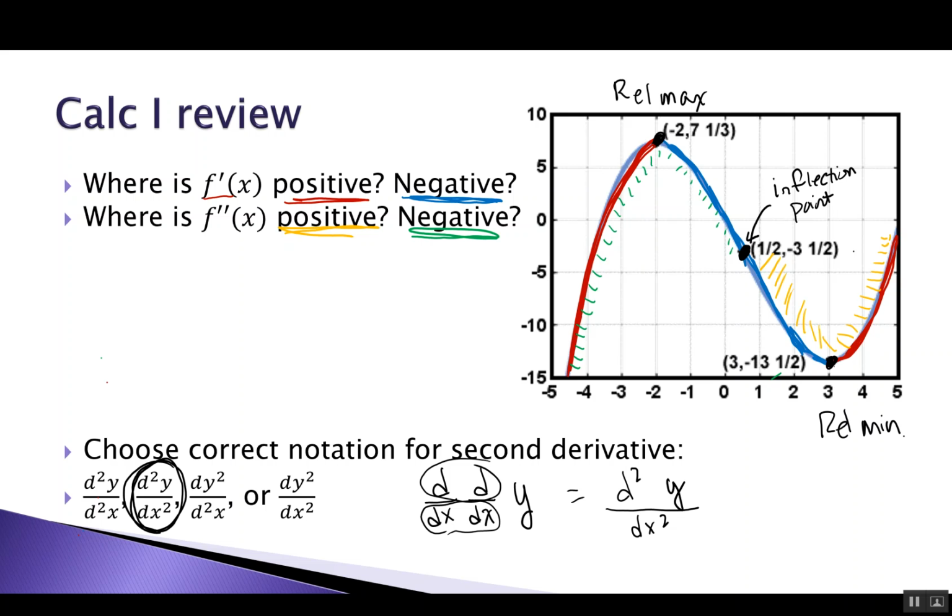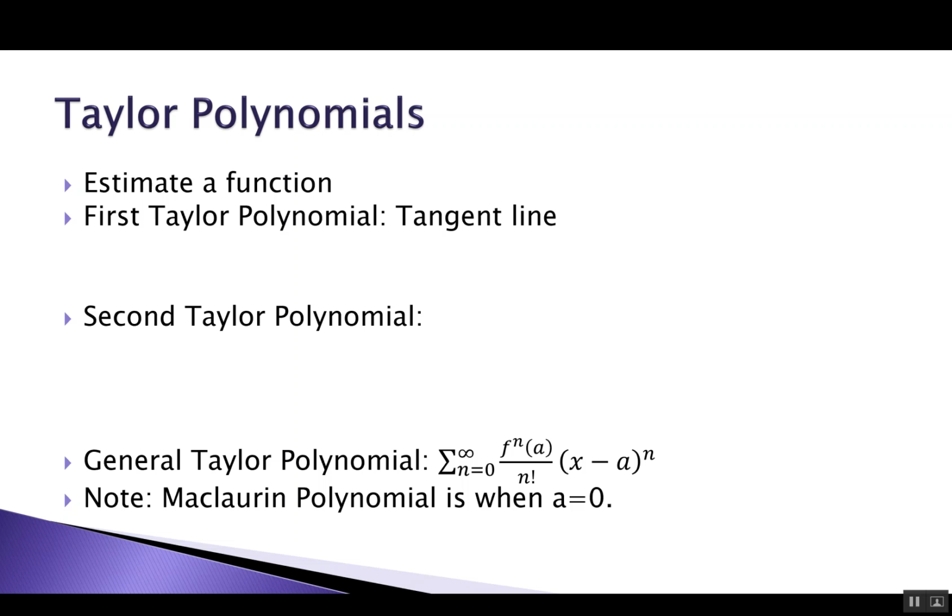Now let's talk about Taylor polynomials. Okay? They're used to estimate a function, and you actually learned about the first Taylor polynomial when you were in Calc 1 because the first Taylor polynomial is a tangent line. Okay? We're going to do this about a point. So we're going to pick a point in the domain of our function, and we're going to say we expand about that point. So this would be the tangent line at a point. And we're going to estimate a function at a point.